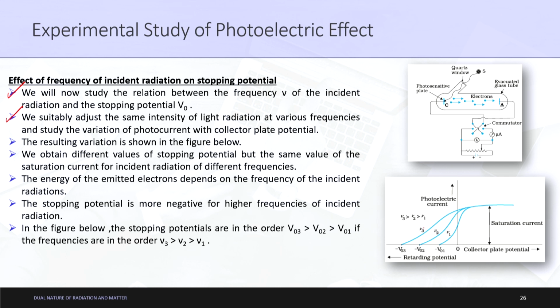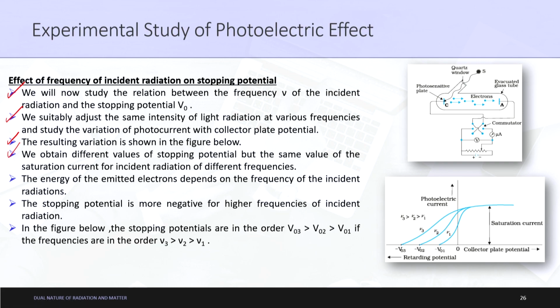As you can see, V3, V2, V1 are basically different frequencies. So, we obtain different values of stopping potential, but the same value of the saturation current for incident radiation of different frequencies. As you can see, saturation current is the same, but for different frequencies the value of retarding potential is different. Let me just redefine again what is saturation current.